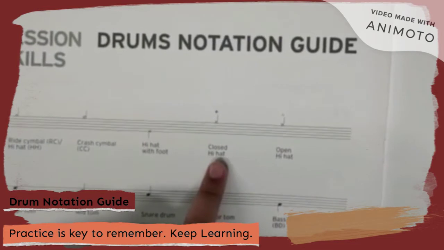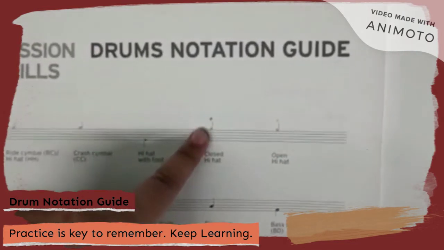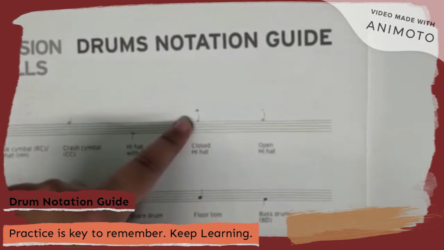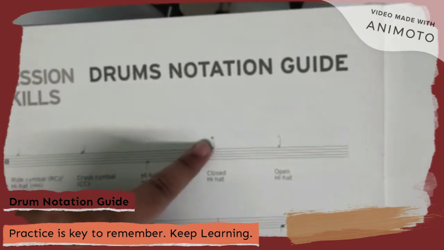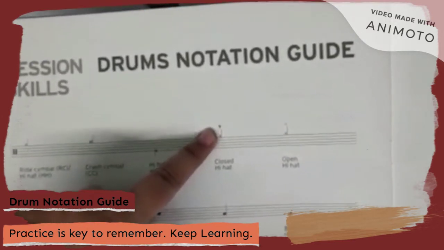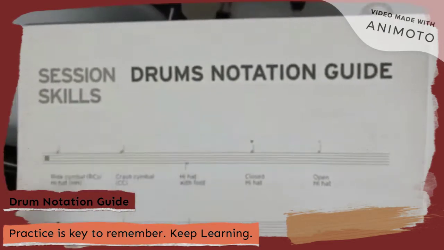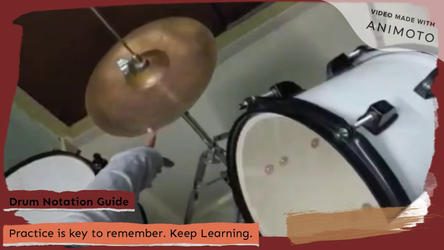Closed hi-hat. This cross is on top of the first line. And over the small line there is a plus. This is the closed hi-hat.